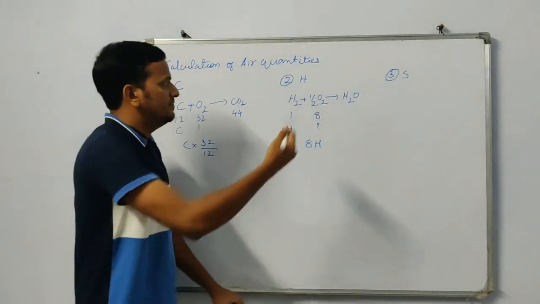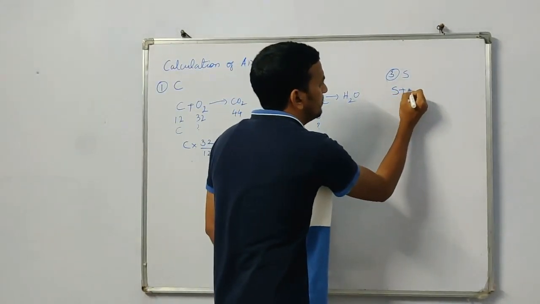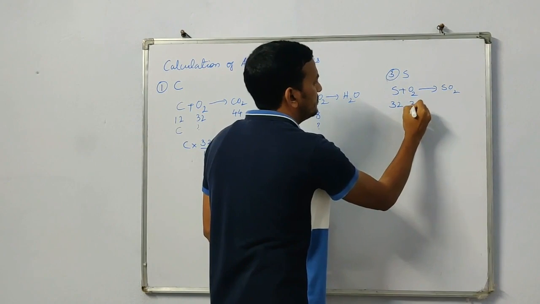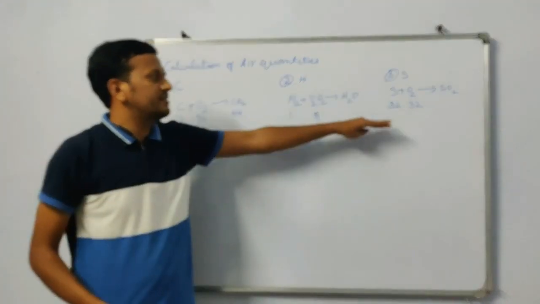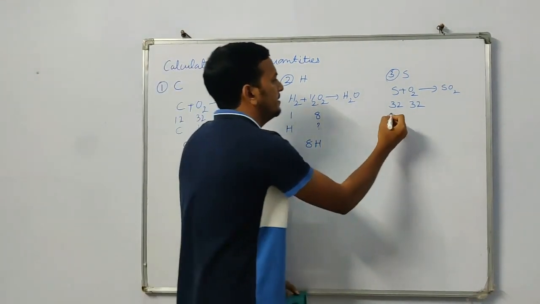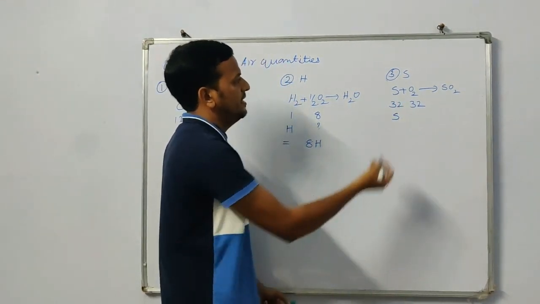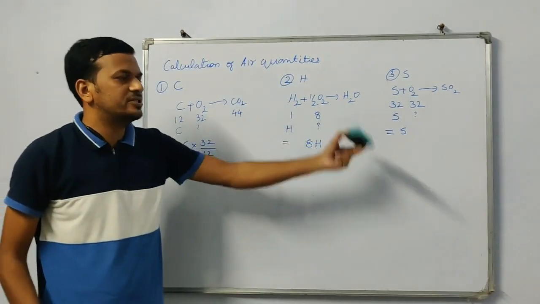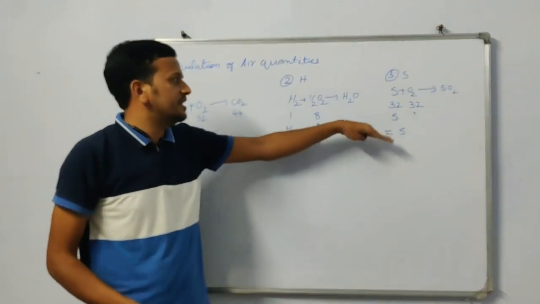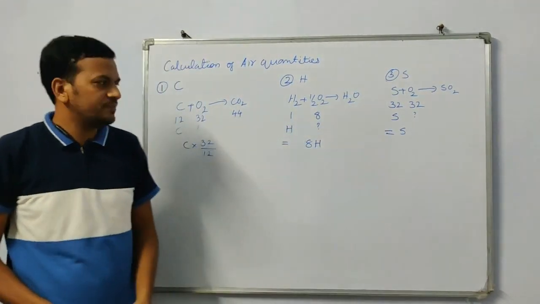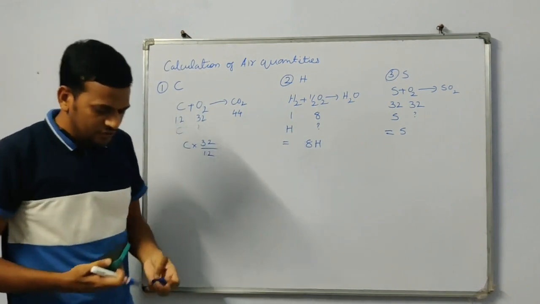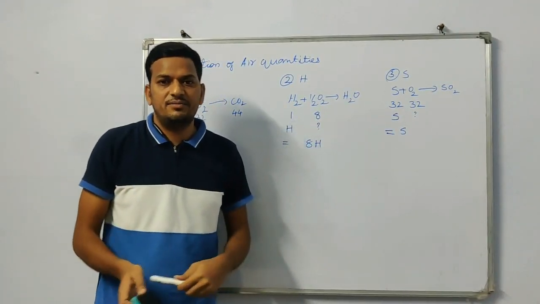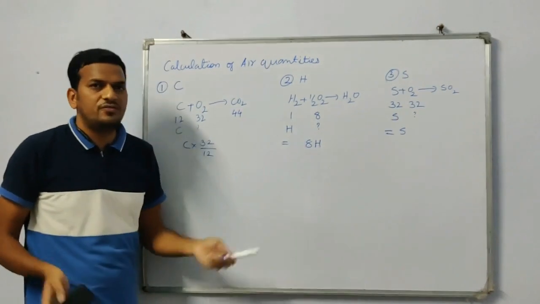And similarly for sulfur. Sulfur plus O2 gives SO2, and its molecular weight is 32. So 32 grams of sulfur requires 32 grams of oxygen, and the weight of sulfur will be considered S. What is the oxygen required? It is straight away S into 32 by 32. Both get cancelled, it is straight away S only. So the weight of sulfur and oxygen are the same for combustion calculations. And here we need to consider one more thing. Fuel contains carbon, hydrogen, sulfur, nitrogen, ash content, and some moisture content also. In addition to that, fuel may contain oxygen also.